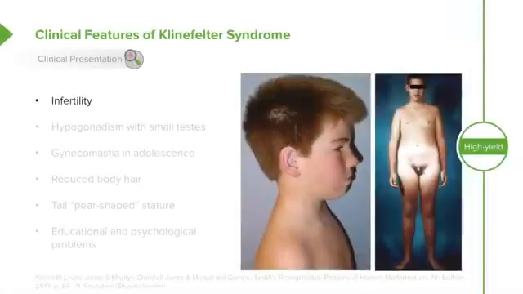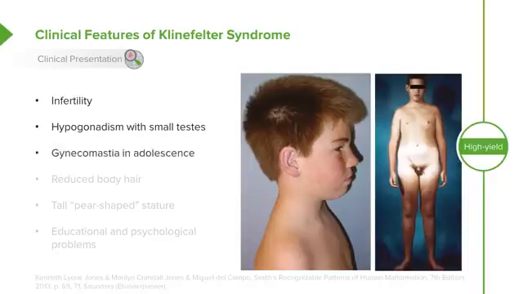So let's review the clinical features of Klinefelter syndrome. They often suffer infertility. They may have hypogonadism with small testes. They often have gynecomastia in adolescence as a result of an imbalance between testosterone and estrogens. You'll notice they have reduced body hair. They will be tall and have a pear-shaped stature to them. And they occasionally have educational and psychological problems.